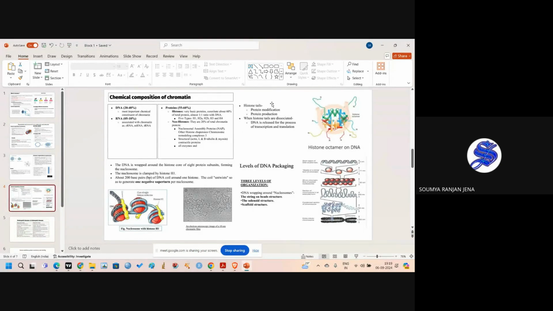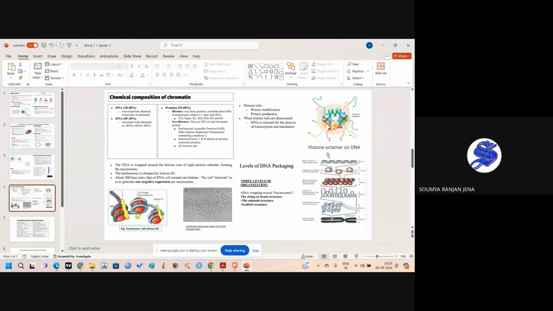And if you go to the histone tails, these histone tails are required for protein modification, and when histone tails are dissociated from DNA, the DNA is released for the process of transcription and translation. If we dissociate these histone tails, then this nucleosome is free, and the DNA will unwind to allow replication, transcription, and translation processes.